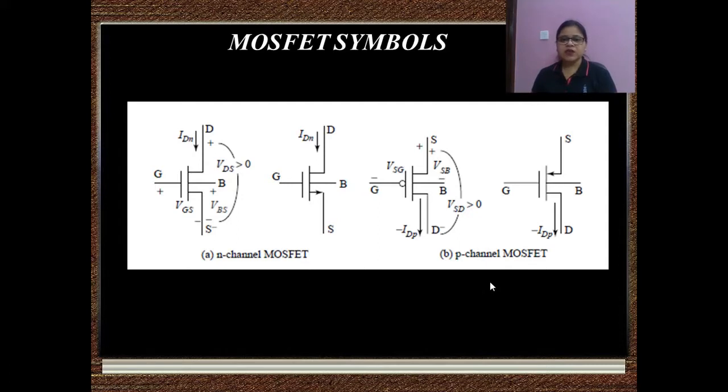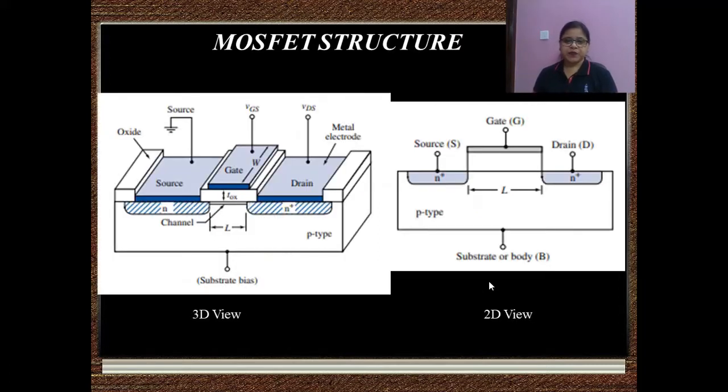Now moving towards the structure of the MOSFET. So these are the two views of the MOSFET structure. The first is the 3D view, the three-dimensional view, and the second is showing the simpler version, which is a two-dimensional view. Now from here you can see that in a three-dimensional view, this is a substrate. Again, it is a type of NMOS device. So the P-type substrate.